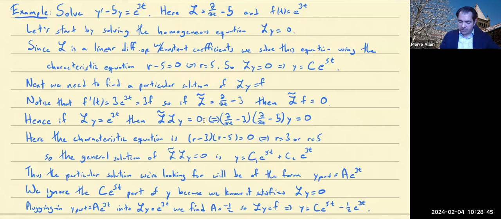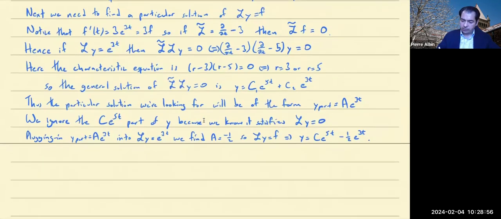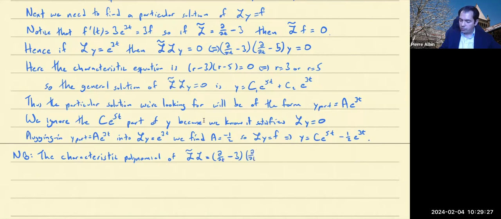Another thing I want to mention is that here for the characteristic equation, we went from this factored form to this factored form. So let me point that out explicitly. Right, so remark. The characteristic polynomial of L tilde L in this example. So here L tilde L was d by dt minus 3 composed with d by dt minus 5, right? So we could have worked that out as d by dt squared minus 8 times d by dt plus 15.